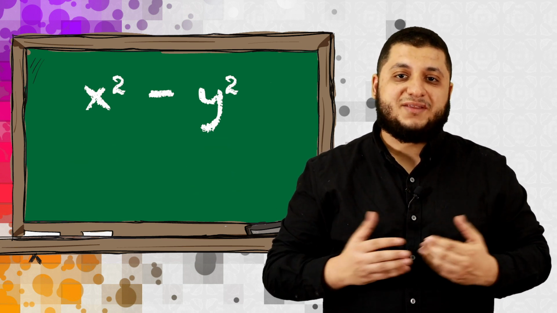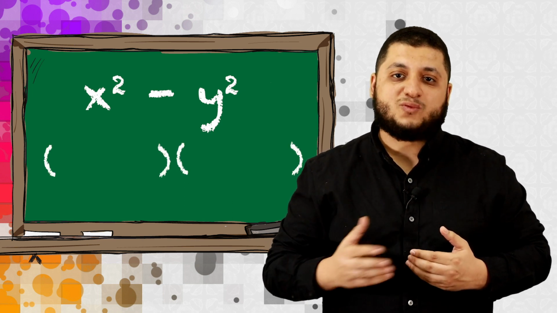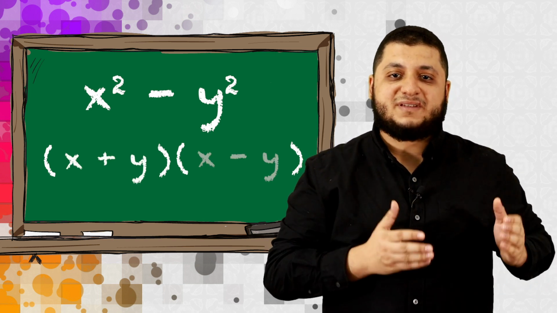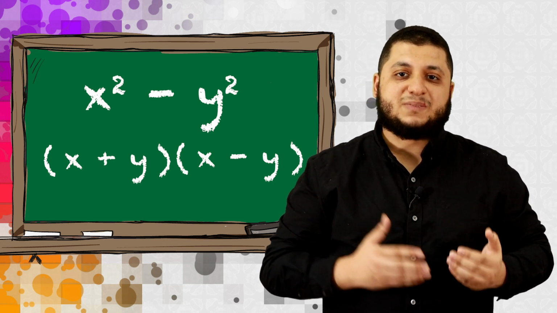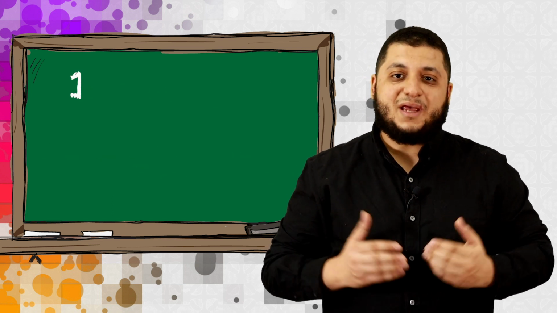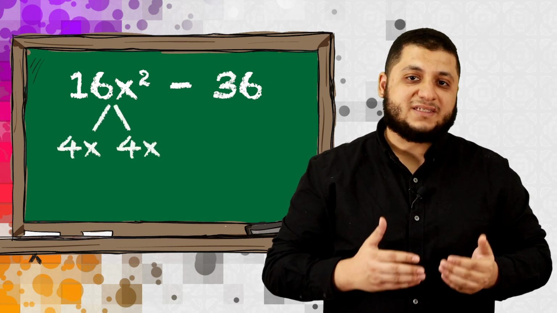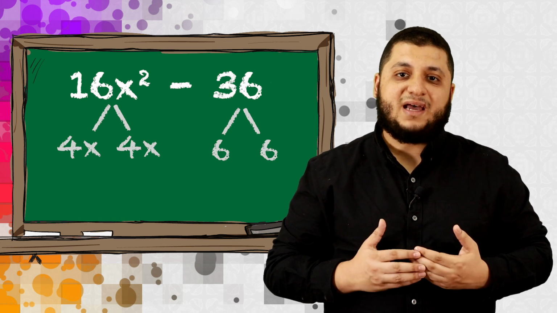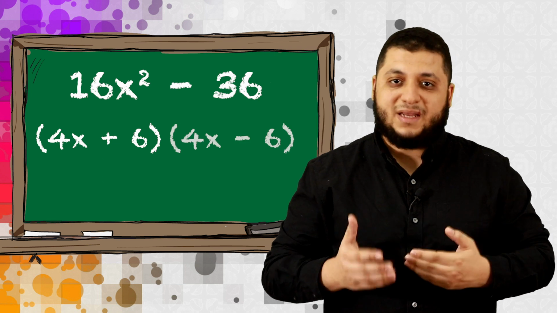To factorize an expression like this, you have to open two brackets and take the square root of the first one, the square root of the second one, and put them as a sum in the first bracket and as a difference in the second one. So x squared minus y squared equals bracket x plus y times the bracket x minus y. For example, 16x power 2 minus 36. As you know, 16x power 2 is 4x times 4x, and 36 is 6 times 6. So we can write 4x plus 6 times the bracket 4x minus 6.